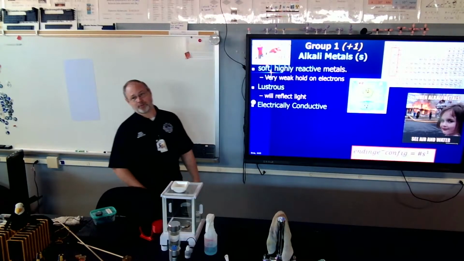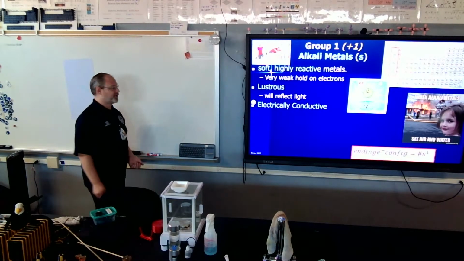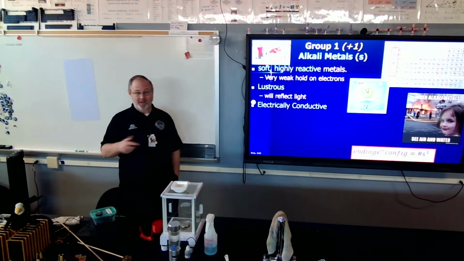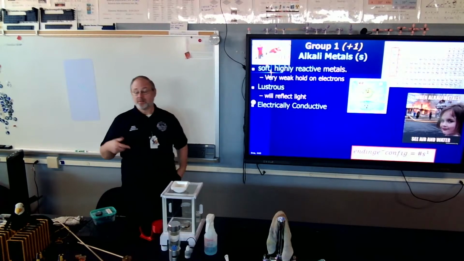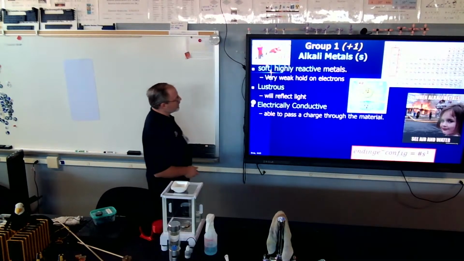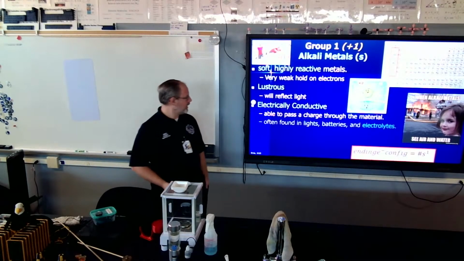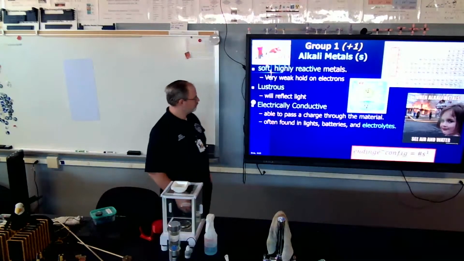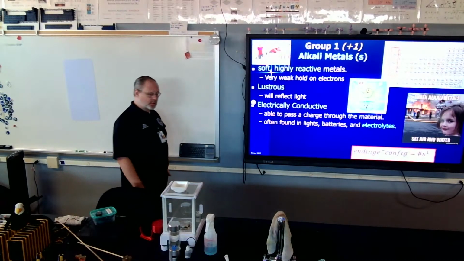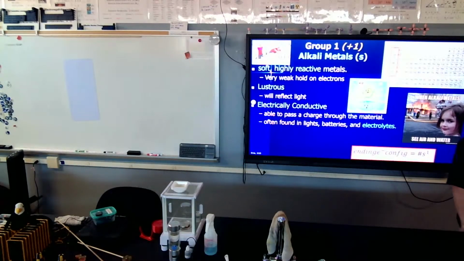They are electrically conductive, which we all know, because we all have lithium-ion batteries in our pockets most of the day. That's not a joke. They are lithium-ion batteries, meaning the lithium ion is what moves the electrons around. So when you say something's electrically conductive, it's able to pass a charge to the material, and it can form electrolytes. We'll talk more about what electrolytes are in a future unit. But basically, an electrolyte is a solution that moves electrons.